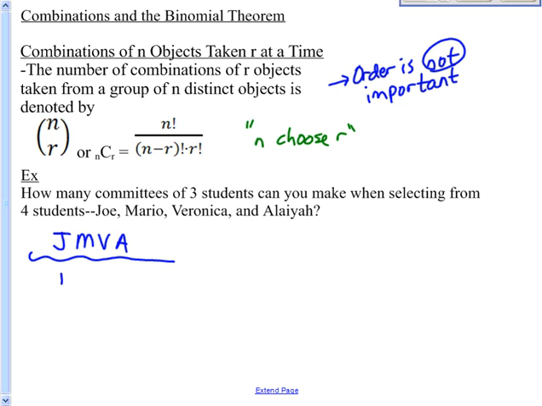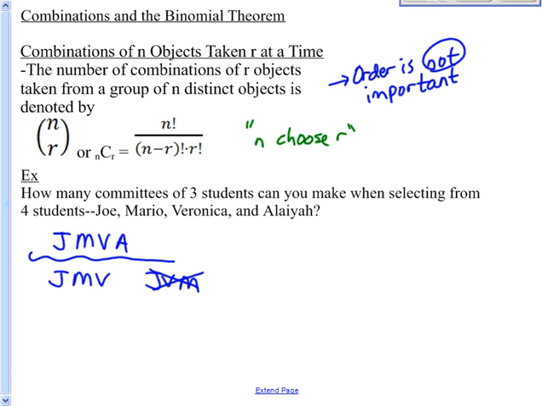So we could pick Joe, Mario, or Veronica. That's one committee. Now, I'm not going to say Joe, Veronica, and Mario, even though it's a different order. It doesn't matter. It's the exact same committee, still Joe, Mario, and Veronica. So don't count that twice. You just want to make different sets of three students.